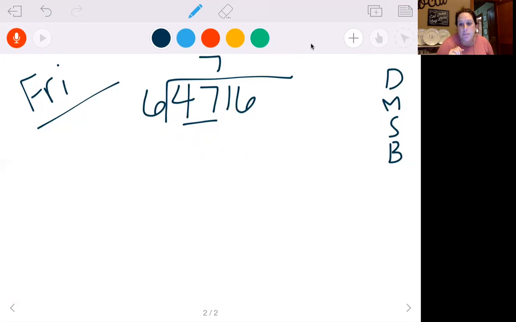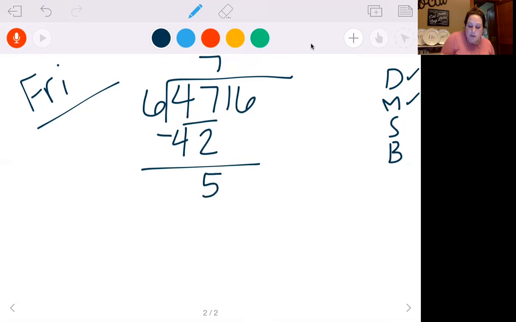That's my division. Then I'm going to multiply these two numbers. I'm going to actually undo that so it doesn't get messy. I'm going to multiply 6 times 7, and I get 42. That was my multiply step. So if you want to check them off, you can each time. Now I'm going to subtract. 7 minus 2 is 5. So I've got that. Now I'm going to bring down my 1.